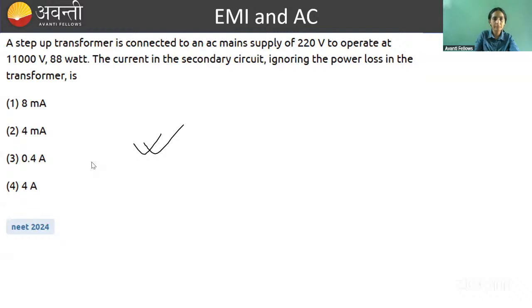स्टेप अप ट्रांसफॉर्मर है and main supply 220 volt is given, and this is to operate at 11,000 volt 88 watt. Current in the secondary circuit is getting asked. Let's do it.